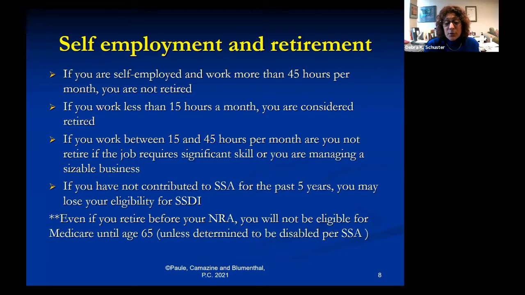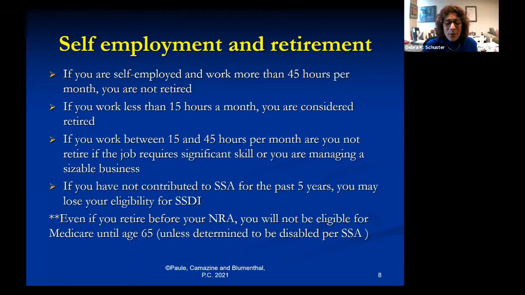If you haven't contributed to Social Security for the past 5 years, you may lose your eligibility also for Social Security disability. So self-employment can really be a conundrum because many people who are self-employed choose not to pay themselves and instead reinvest in the business, or pay for inventory or employees or employee benefits, and forego paying themselves. The problem with that is if you do not pay yourself a paycheck and pay into the Social Security system, you will be affecting your ability to potentially collect both Social Security disability and Social Security retirement. So those are really significant considerations if you are self-employed.